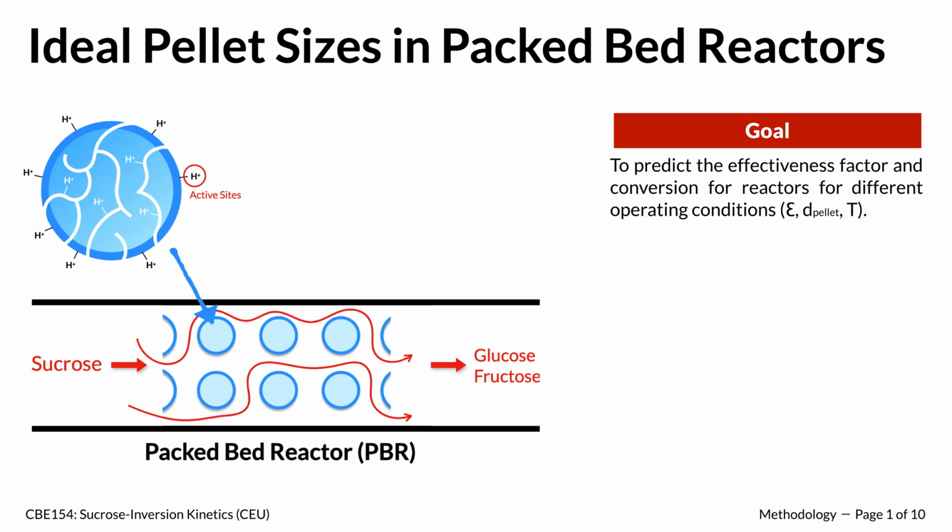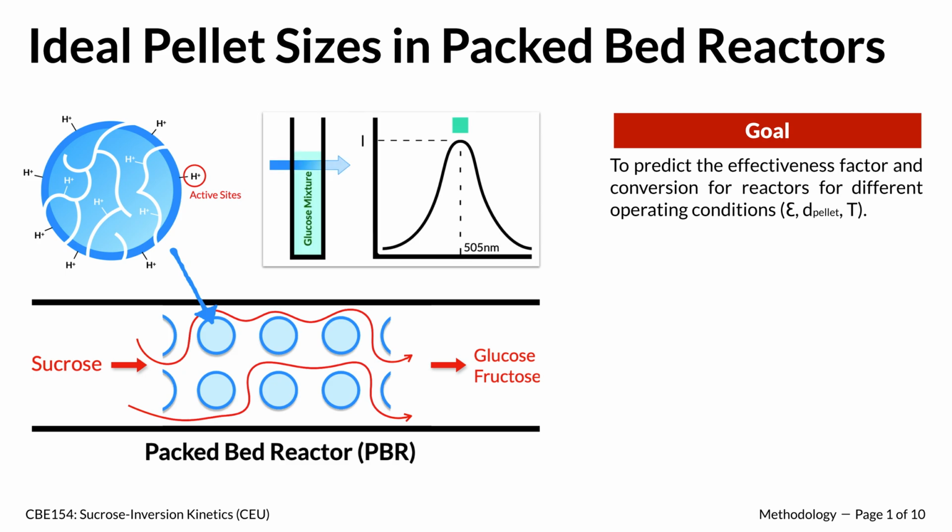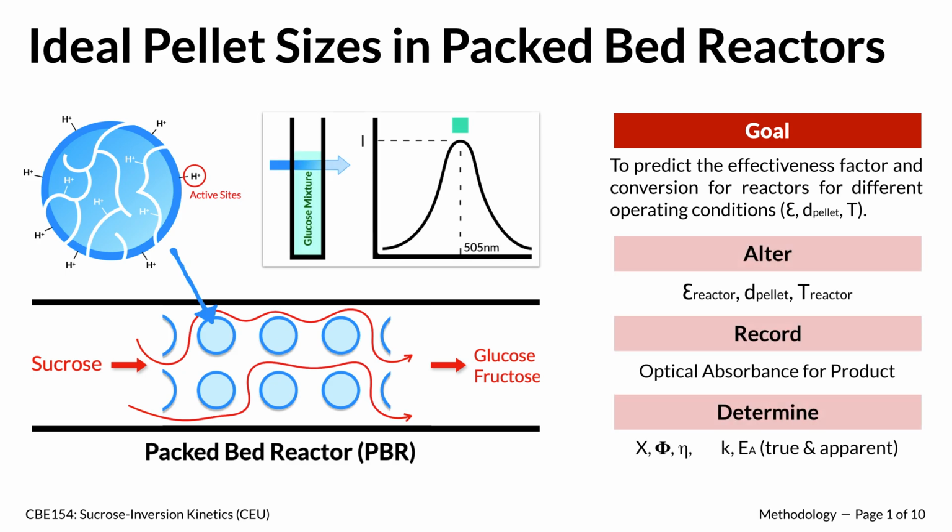By flowing a sucrose solution through the packed bed reactor, we obtained a glucose and fructose-rich solution, in which the concentration was obtained by using spectrophotometry. To accomplish our goal, we altered relevant variables and recorded the optical absorbance of our product, and we will explain our findings and conclusions throughout the whole presentation.